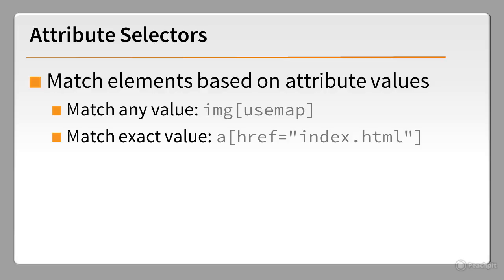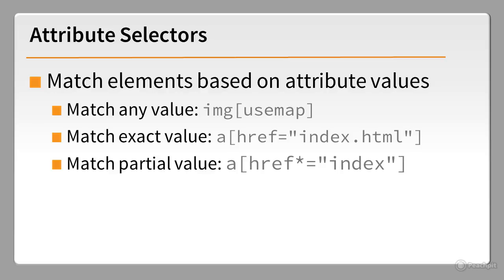For example, this won't match products/index.html. However, if you insert an asterisk before the equals sign, it will. This next example matches any href attribute that contains index. So it'll match products/index.html as well as index.php or any other file name extension.